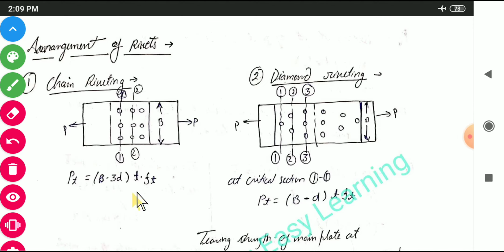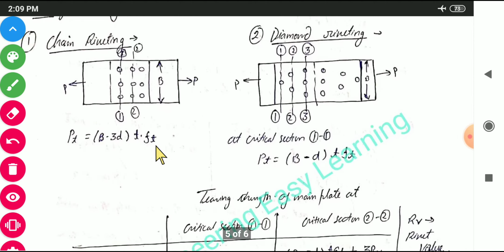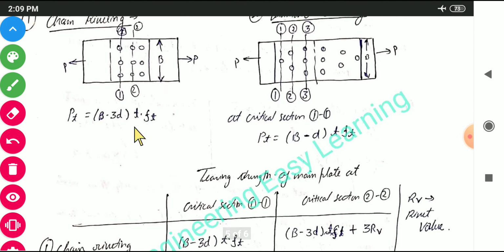So the tearing strength will be, as we have seen earlier, b minus 3d, because b is the width of the plate, minus 3 times the gross diameter of the rivets, into t, that is the thickness of the plate, into the stress of this plate. Fine.